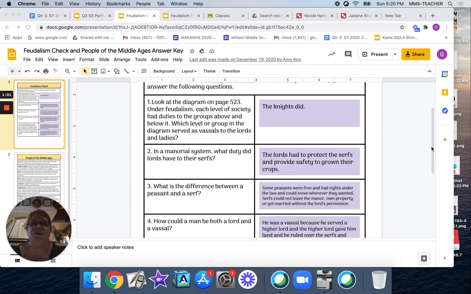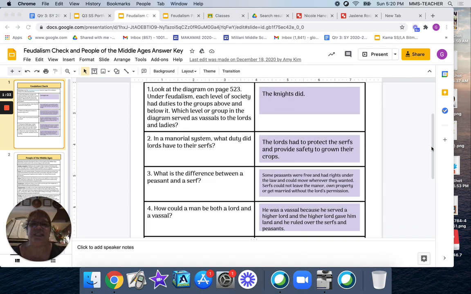Question number 2. In the manorial system, what duty did the lords have to their serfs? The correct answer is the lords had to protect the serfs and provide safety to grow their crops.